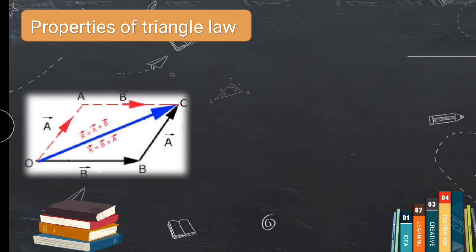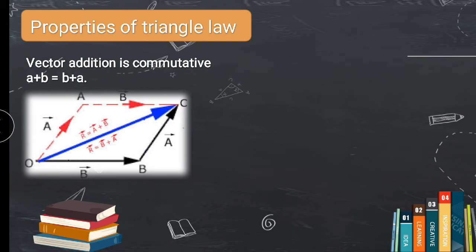Similarly, for the second triangle, if we draw the resultant, then in that case we get R is equal to B plus A, because this is the first vector in the second case and this is the second vector. But A plus B and B plus A, both these values are represented by a single length, that is OC. That means we can write bar A plus bar B is equal to bar B plus bar A. That means the two values are equal. So we can say vector addition is commutative: A plus B is equal to B plus A. This is the first property of the triangle law.